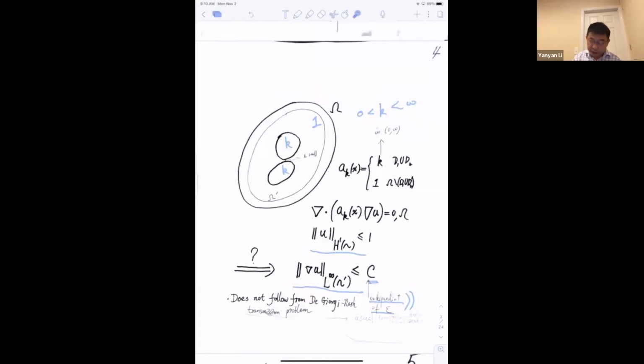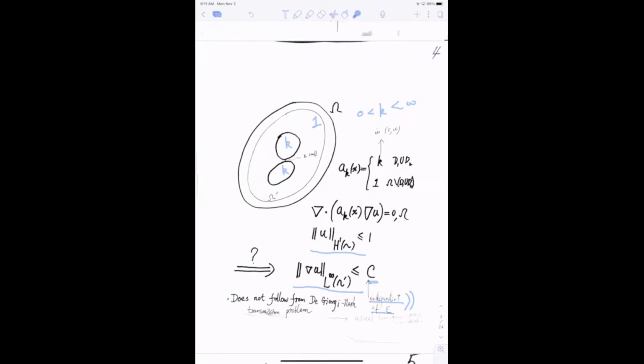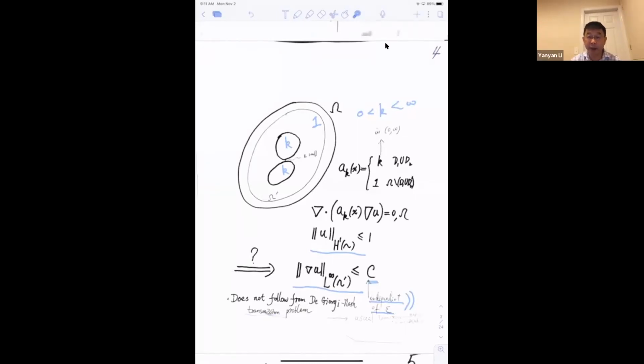So allowing this constant to depend on epsilon, this result was known much earlier. This is the rather classical transmission problem, which will give you a constant which depends on epsilon. For example, I think this goes back to at least the 1960s. There, this was well understood already.